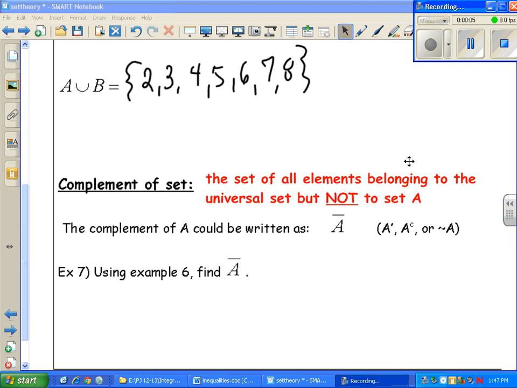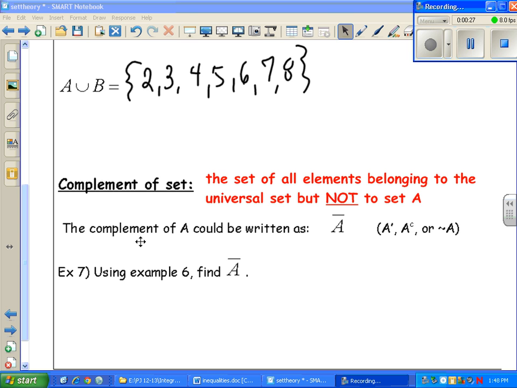In today's episode, we're going to be completing the notes packet from class, starting at example 7. At the end of class, we were discussing something called the complement of a set. As a review, the definition of a complement of a set is the set of all elements that belong to the universal set but are not in set A.